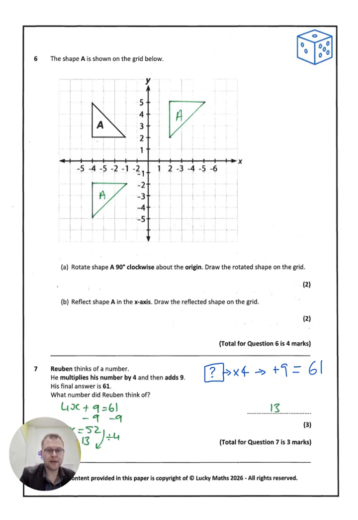Question 6 is a transformation-based question, so again, practical. Question 7, however, any time we've got a situation where someone thinks of a number, we can just put that in as a question mark or blank. Something times by 4, add 9 has got to equal 61. It becomes like an input-output or number machine type problem to solve.